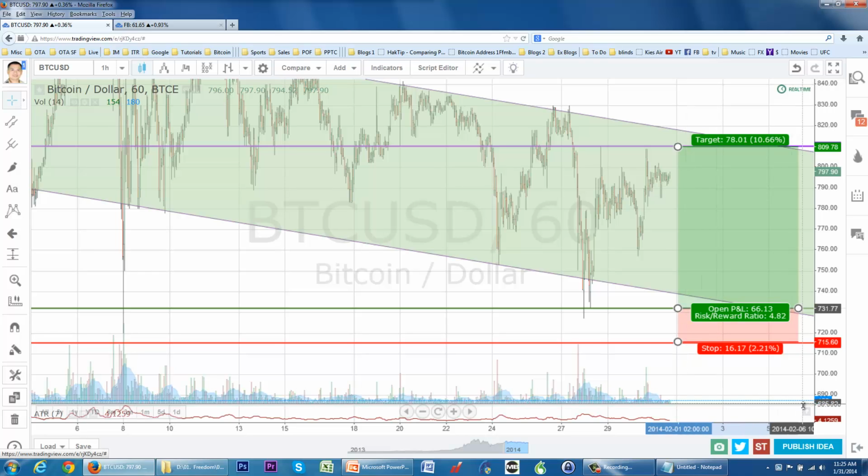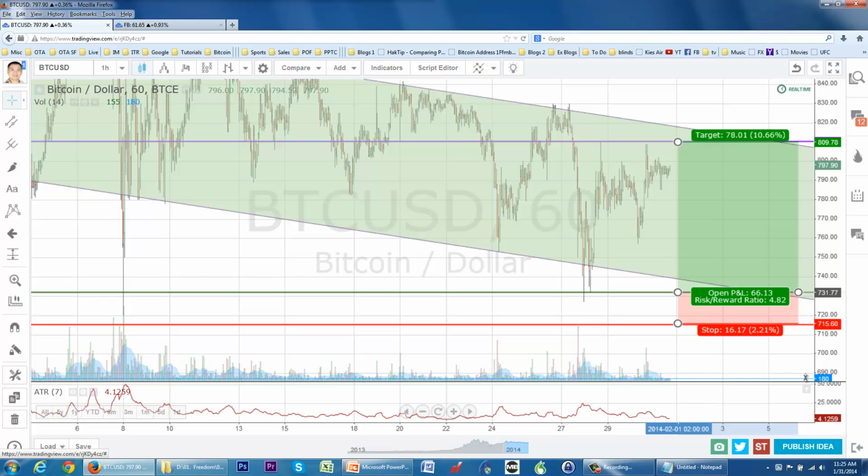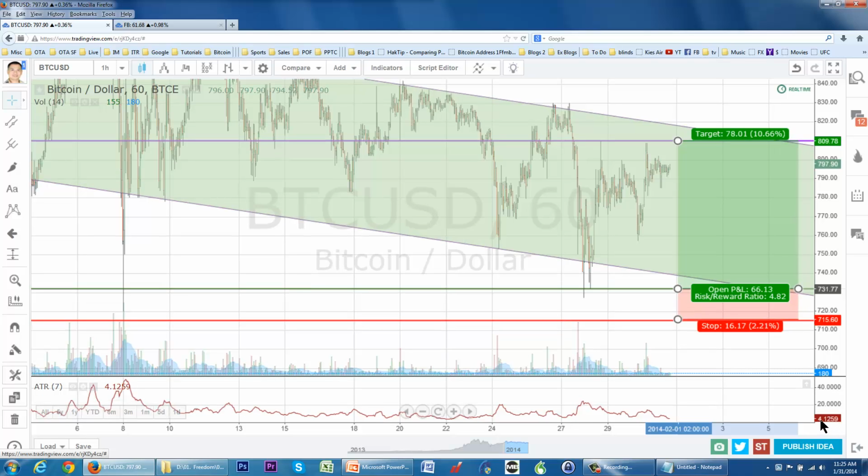Now if I expand this ATR window down here, you'll notice that it's at 4.1. You can look at the number over here, it's about $4. That means you can expect the price of Bitcoin to move about $4 every hour. We're looking at the hourly charts, and it indicates that in the last 7 candles or 7 periods, if we add up the total high and low distance that the price of Bitcoin moved and we divide it by 7, we get 4.1. I just rounded it off to $4, right?